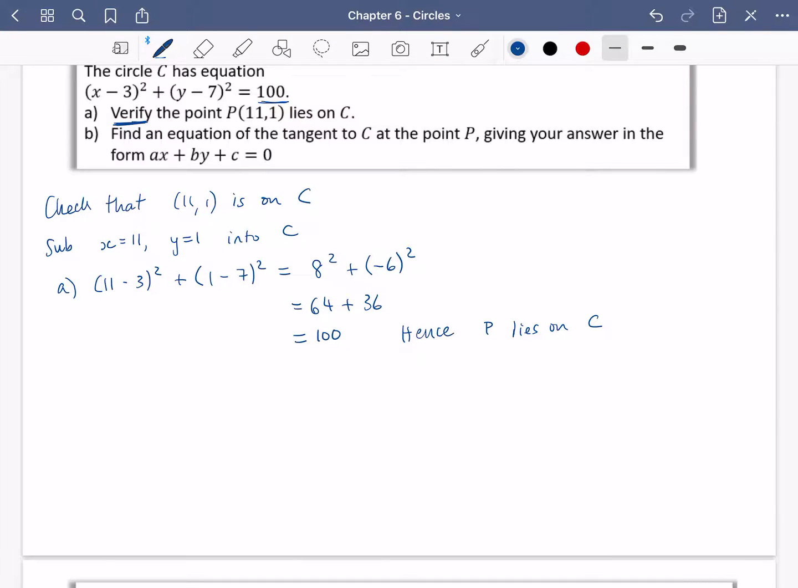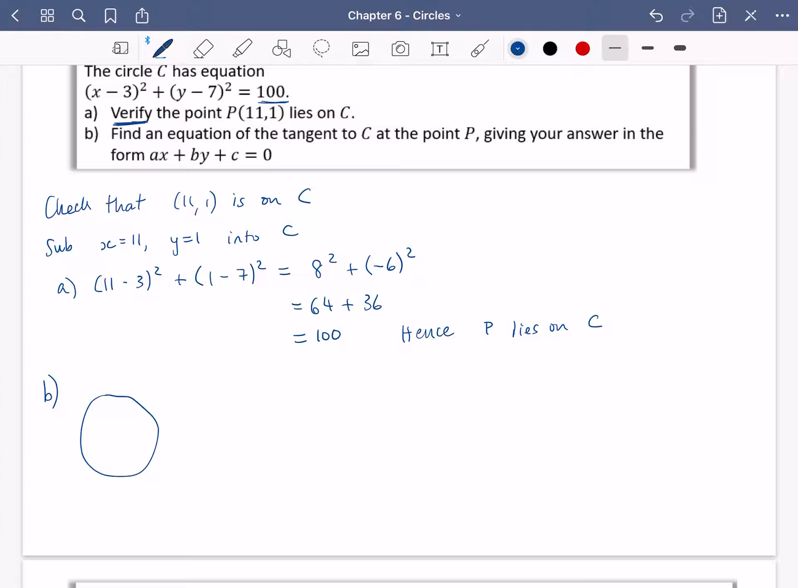Now here's the part that's going to be using the new learning that we've just talked about. It says, find an equation of the tangent to C at the point P, giving your answer in the standard form for an equation of a straight line. So we need to find the equation of a tangent at the point P. This is where a sketch can be really, really helpful.